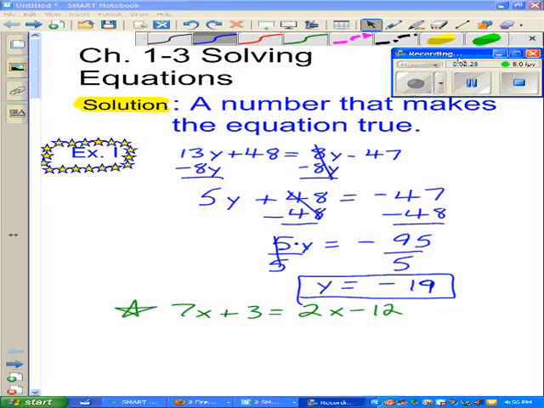Before I go on too much further down the page, not a lot of definitions in this chapter, but I wanted to talk to you guys about what a solution is. A solution is a number that makes the equation true. Occasionally there's more than one number. Occasionally when there's more than one number, one of the numbers doesn't work, as we'll see later on in some upcoming lessons. Alright, so that's example 1.